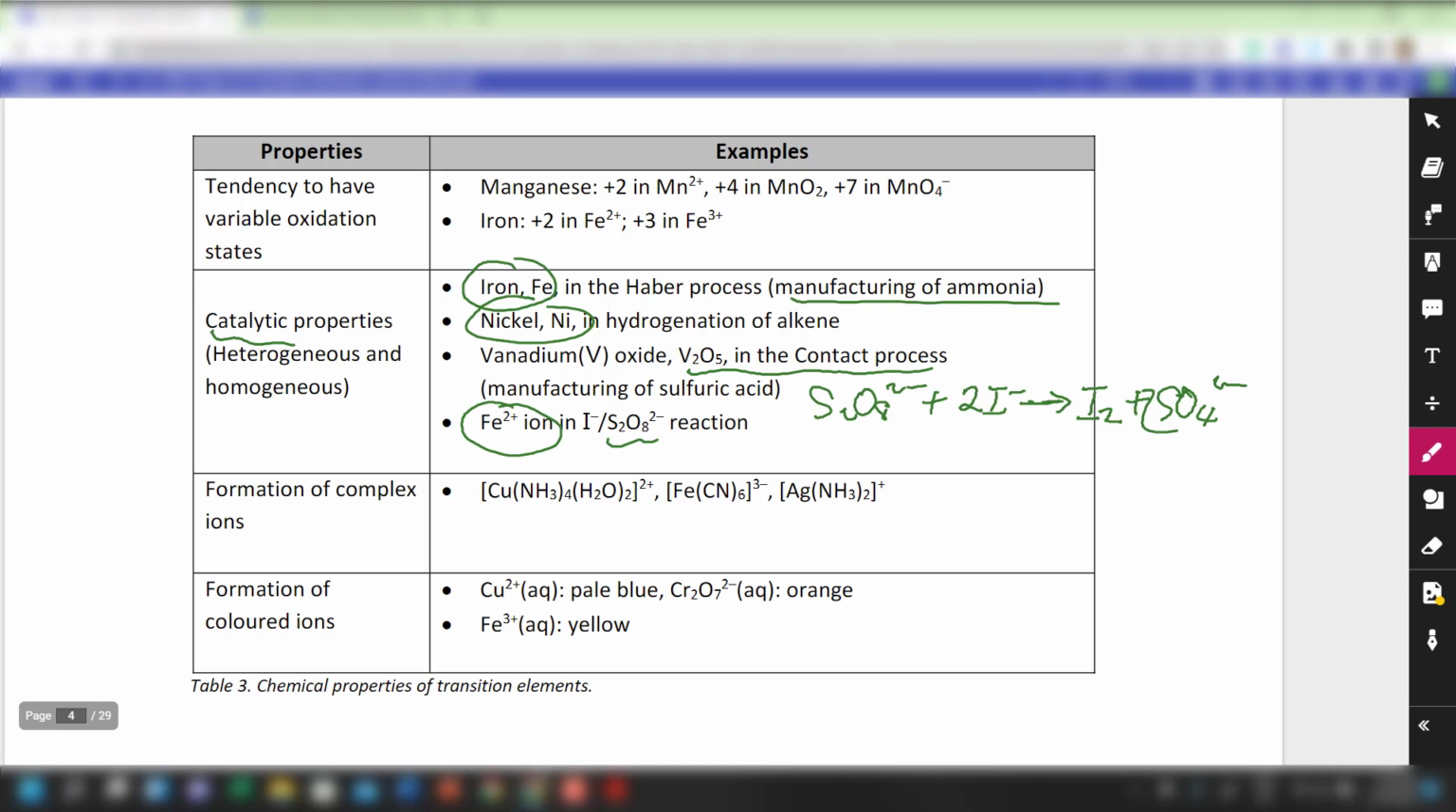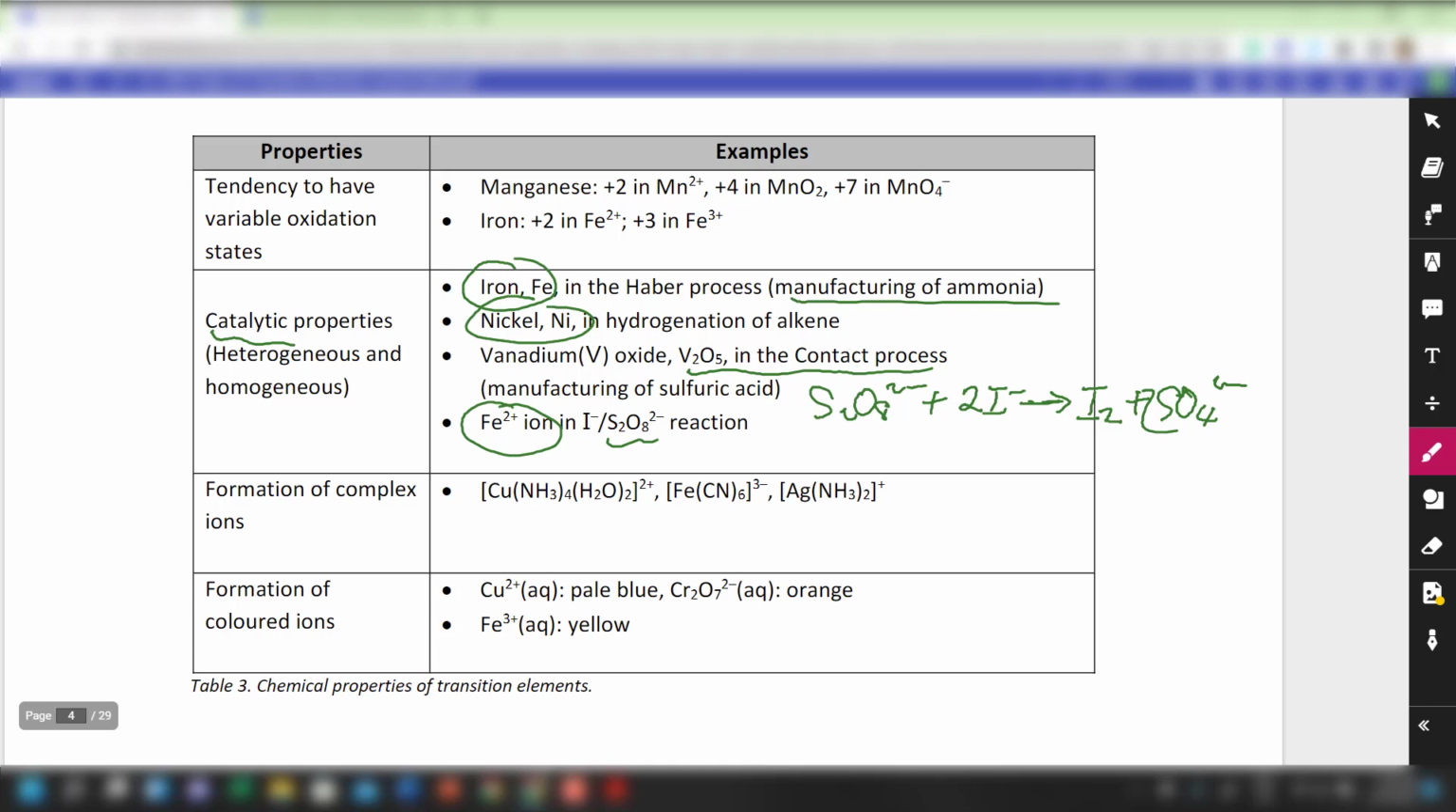In the process, iodide and peroxydisulfate do not need to meet each other, so they are not involved in reaction directly. What they do is exchange electrons with the iron: iron(II) donates the electrons and iron(III) gains the electrons from iodide.